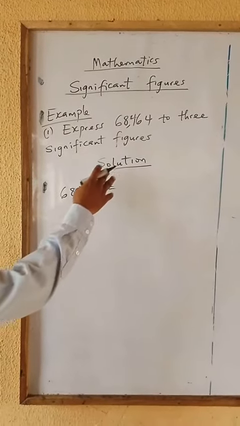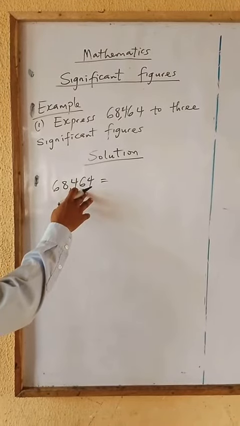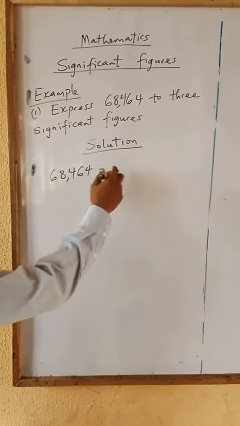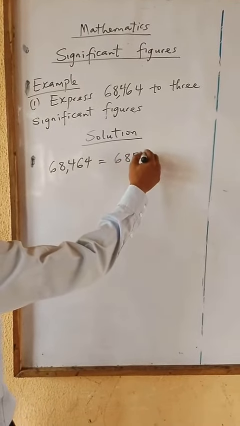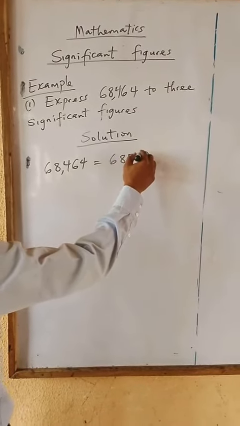So if it wants to round it up to the nearest 3 significant figure, our answer will be 68,500.